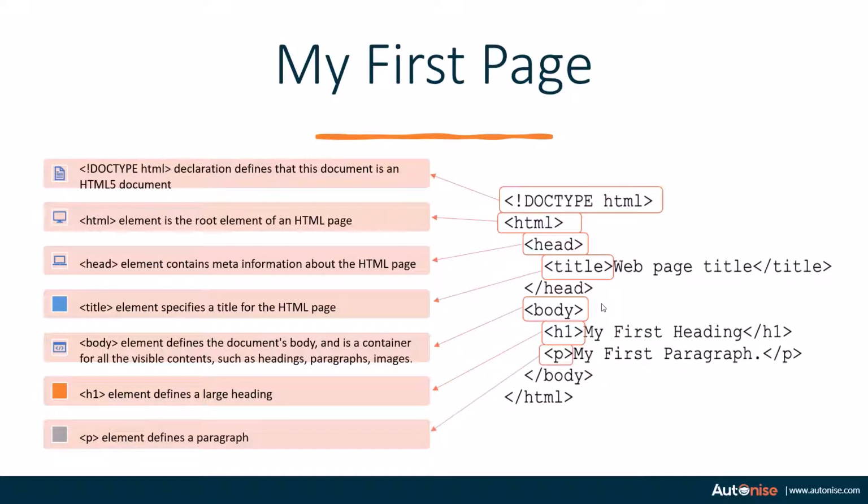Next, there is the p tag. The p element defines a paragraph. A paragraph starts on a new line and you will be able to see the text inside the paragraph. So this is all the code for writing your first HTML page.